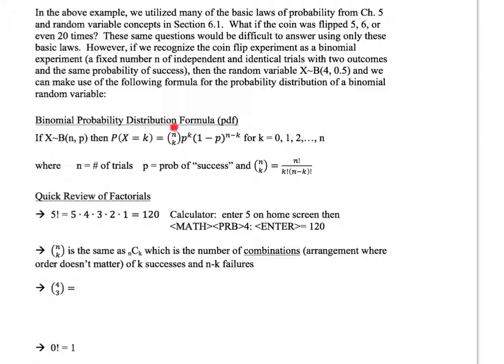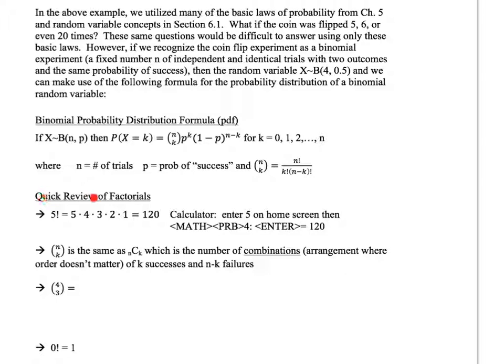We can do a combinatorics binomial coefficient, n choose k, the success probability p to the k power, and the failure probability 1 minus p to the n minus k power, where k, the number of successes, is anywhere from 0 to n. So again, n is the number of trials, p is the probability of success, and this n choose k binomial coefficient expands out in factorial form to n factorial divided by k factorial times the quantity n minus k factorial.